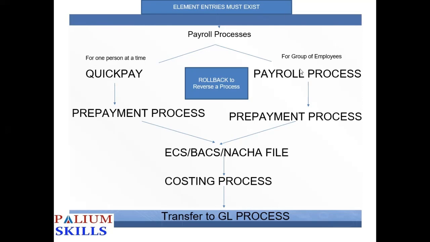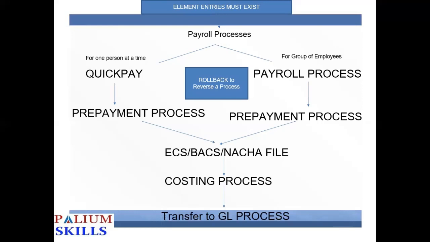first we run the payroll process, then we run the prepayment process. Prepayment process is the one that distributes the net pay amount across multiple bank accounts or payment methods. The next step after that is creating the file for sending to the bank. It will have the name of the account holder, account number, the sort code, the amount to be paid, etc., as required by the respective banks.